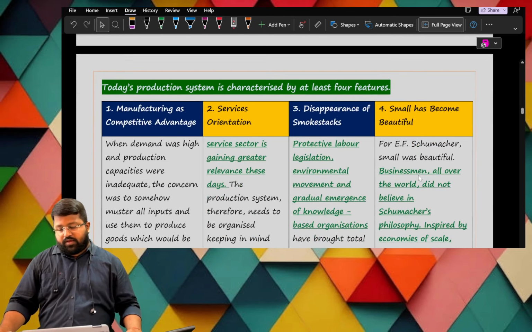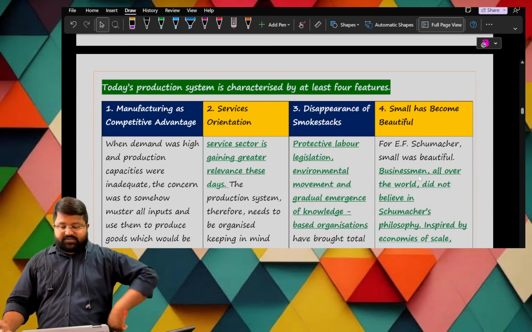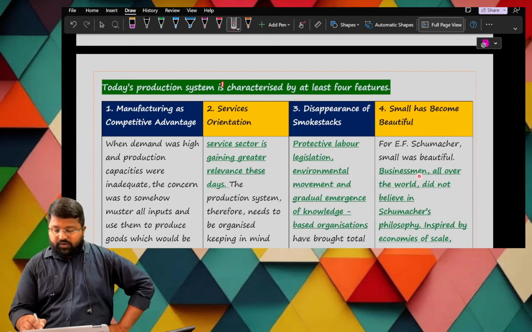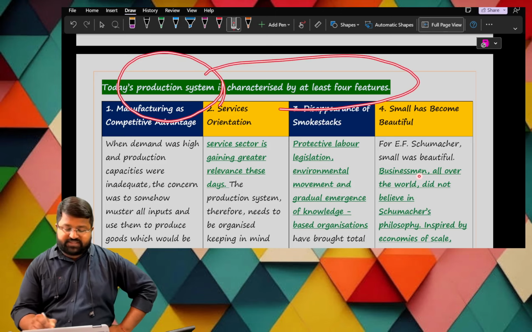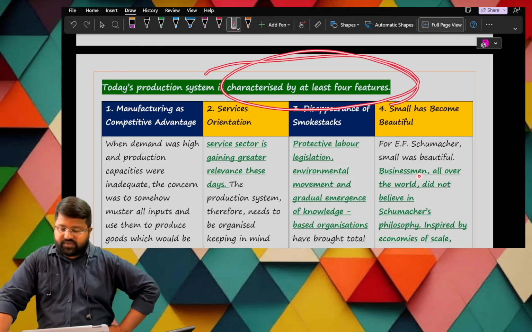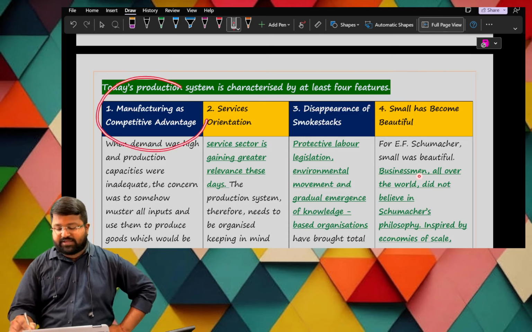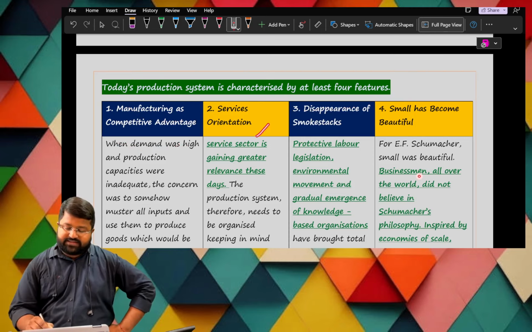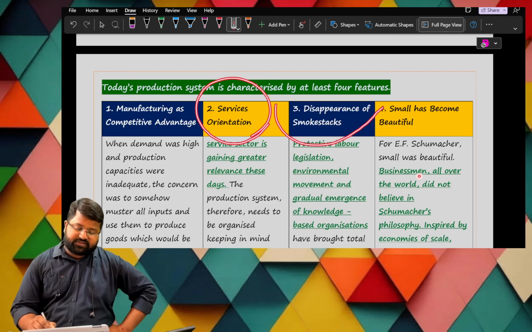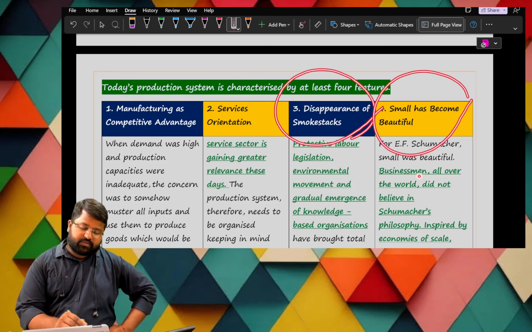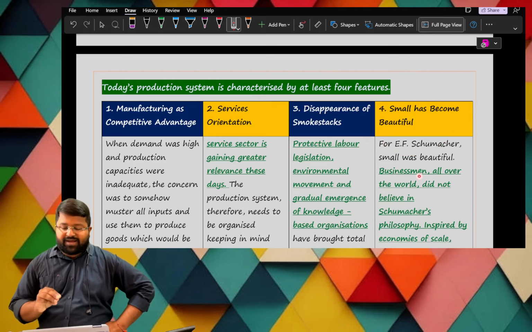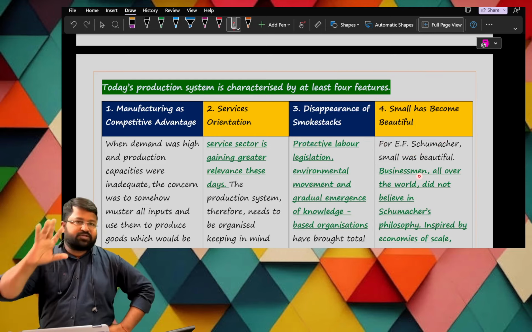Next, what are the characteristics? Today's production system has four features. What are the four features? The first one, manufacturing as a competitive advantage, then service orientation, disappearance of smokestacks, and small has become beautiful. So these are the characteristics of today's production system.